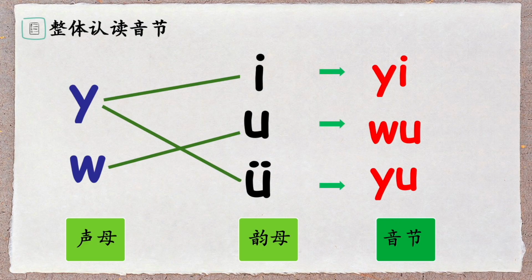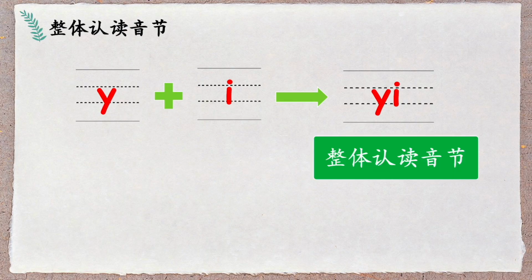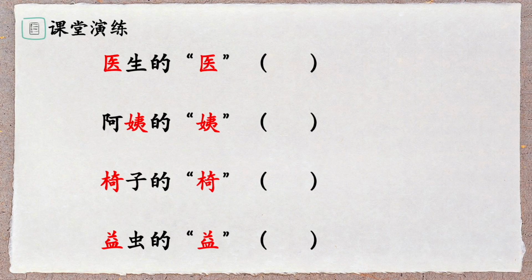See? Each of these is already a full syllable. We don't have to spell them out. Just read them directly as I, U, Yu. Okay, once again. I, initial I plus final I, we just read it as I. Whole syllable 拼音 I. Here are some examples.